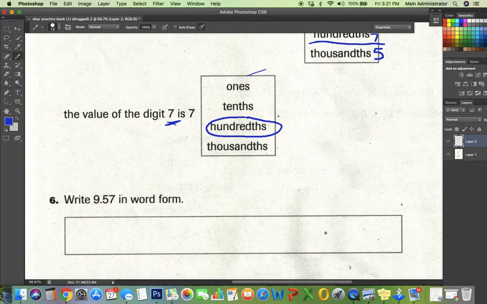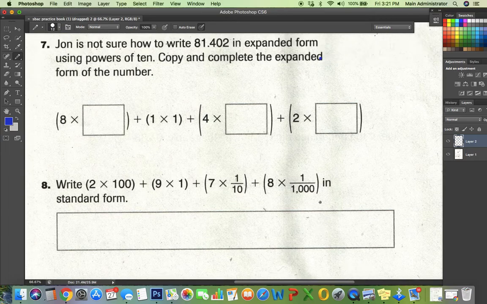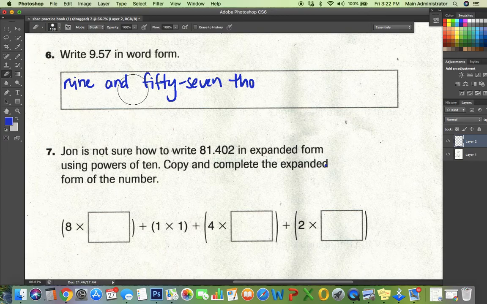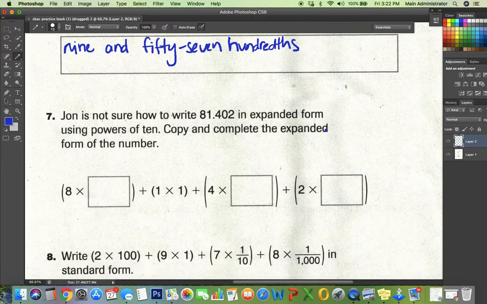Let's take a look at number 6. It says I need to write 9 and 57 thousandths in word form. So I'll write 9 and 57... excuse me, not thousandths, hundredths. It's in the hundredths place. 9 and 57 hundredths. All right, let's take a look at number 7.